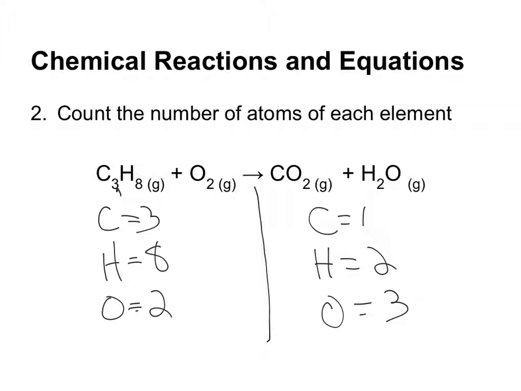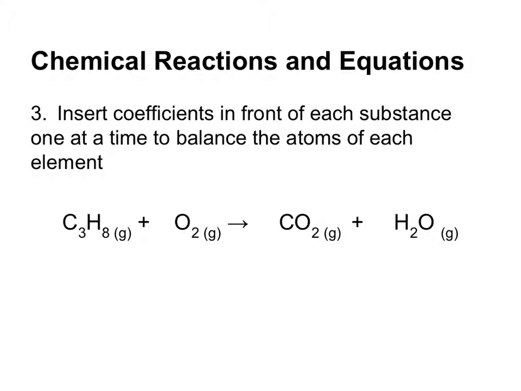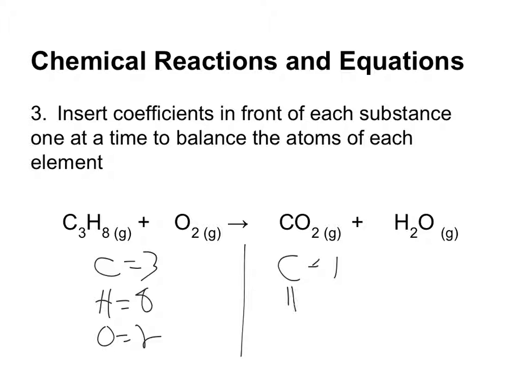All right, so none of them are the same, which means we're going to have to change some things to get it to balance out. And I can never touch those little numbers at the bottom, can't change those at all. But what I can do is put the coefficients, the big numbers, in front of anything I need to, and I can use whatever number I need to make all the atoms come out the same on both sides. So I'm going to do that, and I'll just quickly rewrite 3 carbon, 8 hydrogen, 2 oxygen, and 1 carbon, 2 hydrogen, and 3 oxygen.